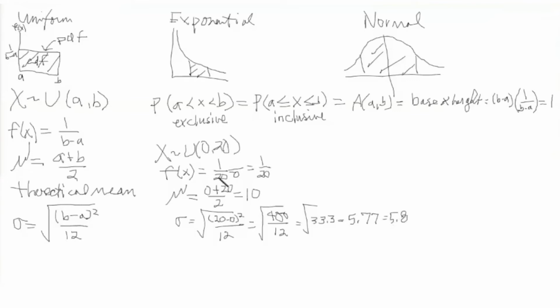And then the probability of 0 between 0, x is greater than 0 and less than 20. That is just going to be 20 minus 0 times 1 over 20 minus 0, which gives us 1, which is what we would expect.